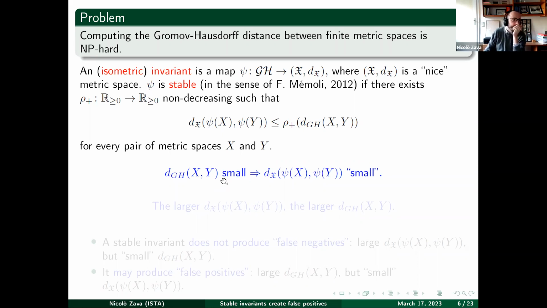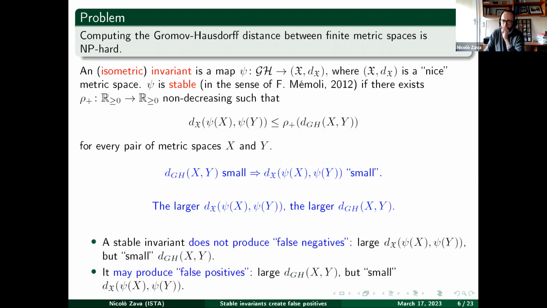This is somewhat correct, not entirely correct, because this small here is not precise. This function rho, as I said before, can be really whatever. We can have a function that goes to 100,000 immediately after 0, and so it doesn't really bound much the distance between the invariants. More precisely, we may say that stability ensures that the larger the distance between the invariants is, the larger the distance between the original spaces.